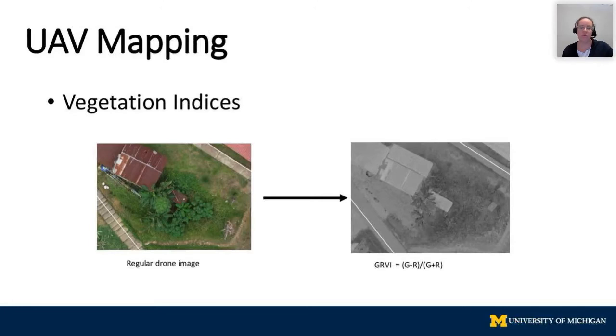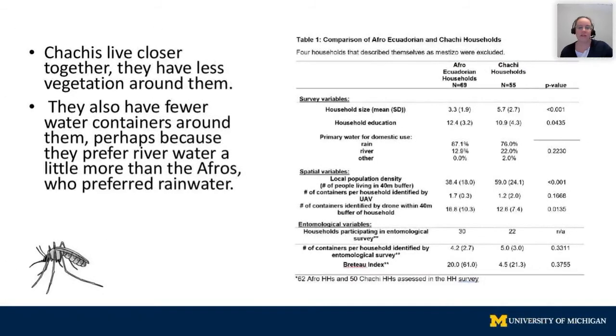We also used the drone image to calculate a vegetation index. In this case, we used GRVI, but there are others as well. This gives a sense of how much greenery is in the community, so we also measured that. And then looking at those two features, we tried to characterize something of the difference between Afro households and Chachi households, features of the environment that might have been driving the difference in disease risk.